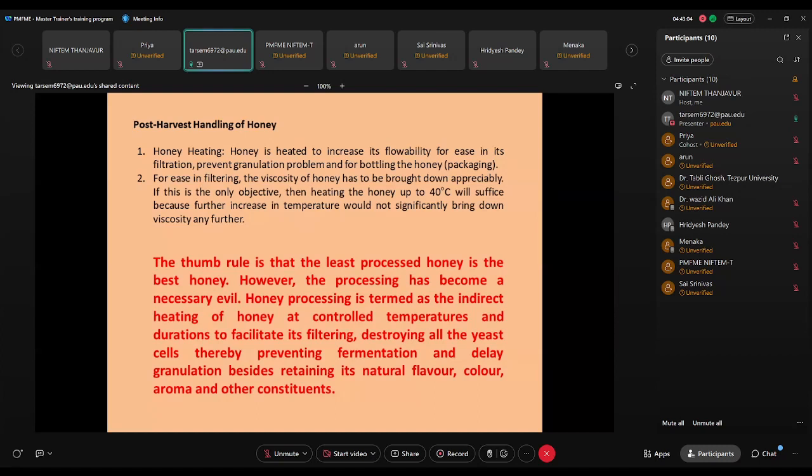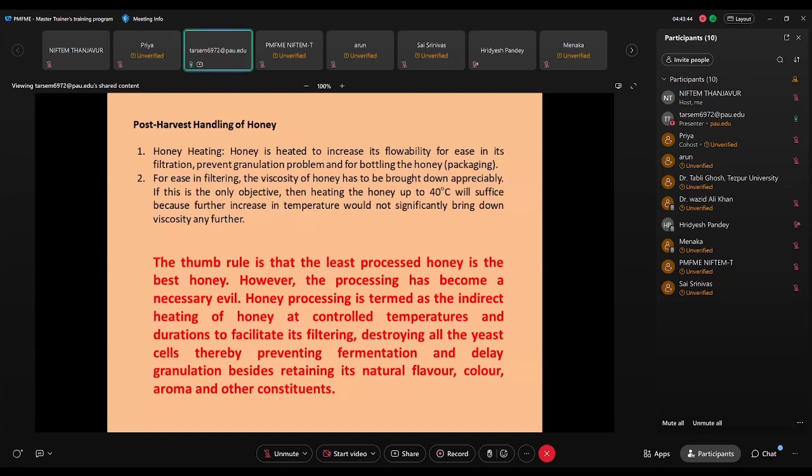Then if it's only for the purpose of filtration, we can heat the honey up to 40 degrees Celsius. That is sufficient. If we heat the honey beyond 40 degrees Celsius, the increase in temperature will not bring the viscosity further down. So it is almost useless to heat the honey beyond 40 degrees Celsius if only filtration, or the flowability of the honey, is our main objective.